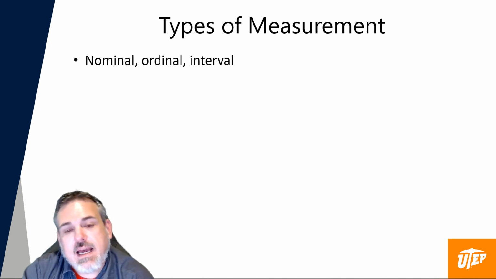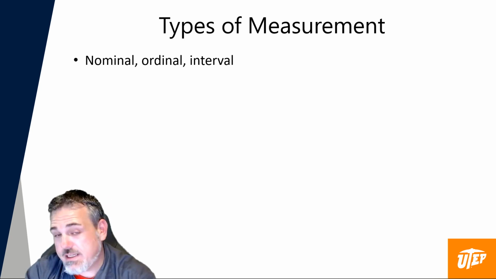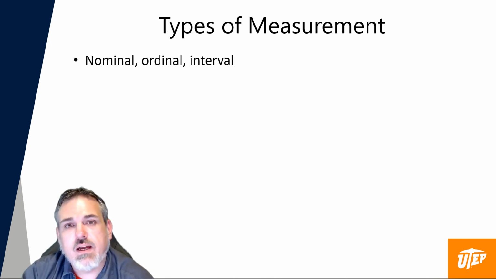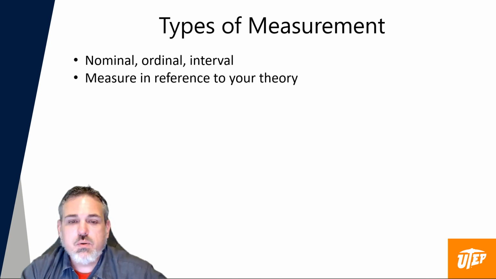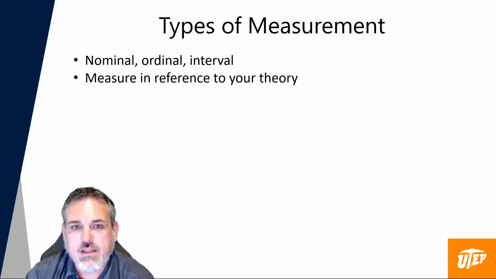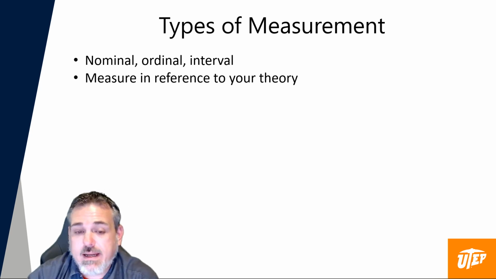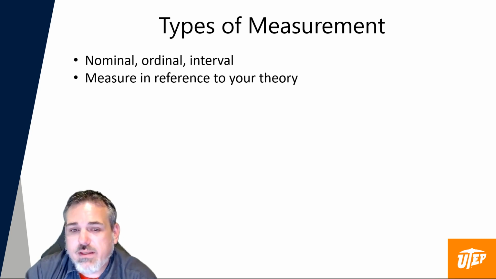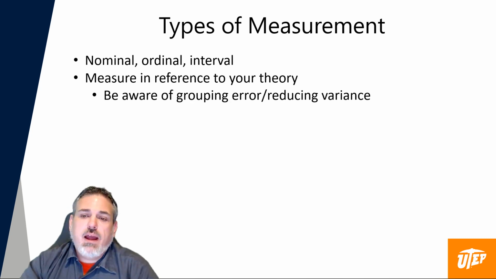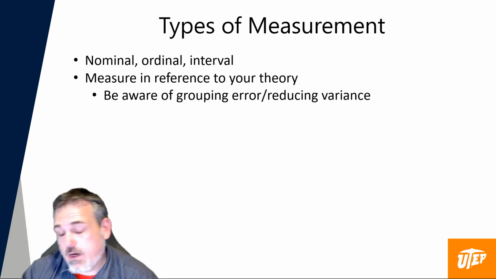Now, to tie it back to qualitative research in some sense, although this is also a big piece of advice for quantitative research, you want to make sure that the way you measure something, the way that you record that data, is in reference to your theory regarding said data. And you need to worry about this because you have to be aware of how you group things. So let's take that income variable, for example.